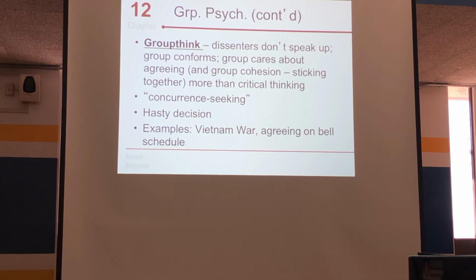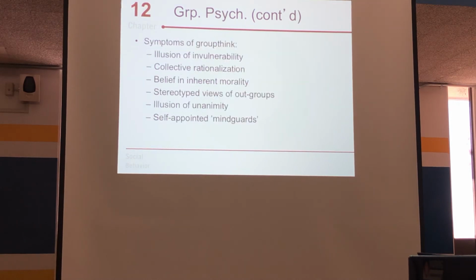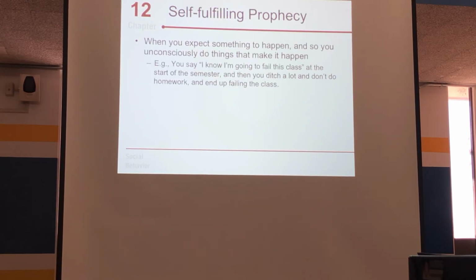Once again, sometimes dissenters don't speak up, so then everybody assumes they agree. They take silence as though they must agree. Okay, so groupthink, you make a hasty decision. Illusion of unanimity because dissenters don't speak up. Sometimes when people speak up, other people squash them down. And that's that. Okay, last slide.